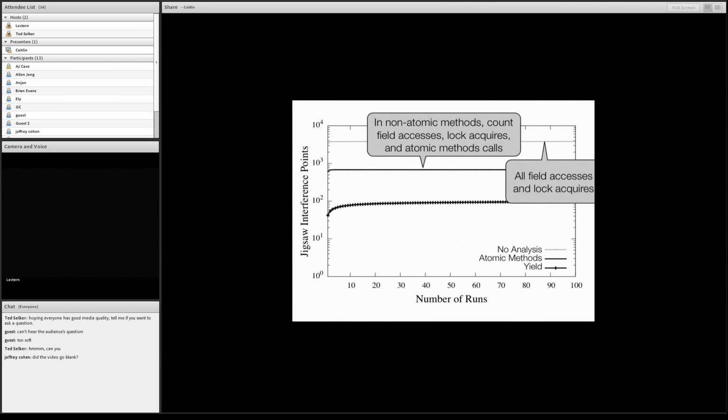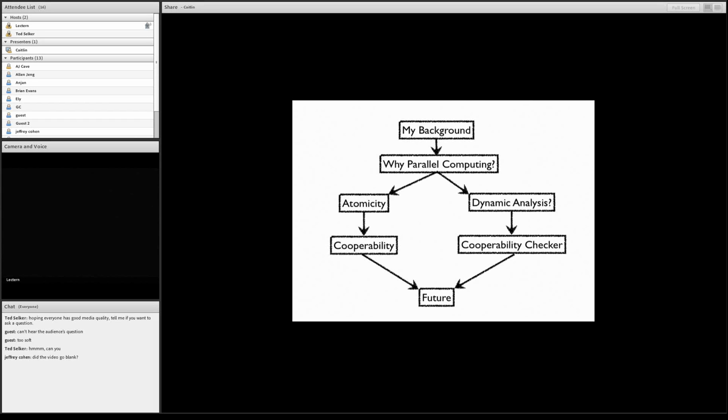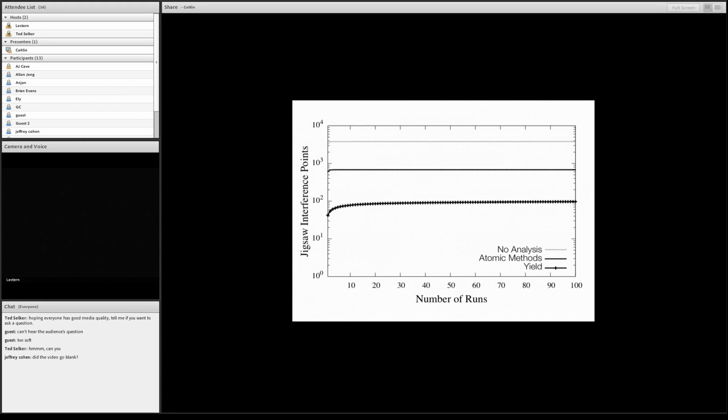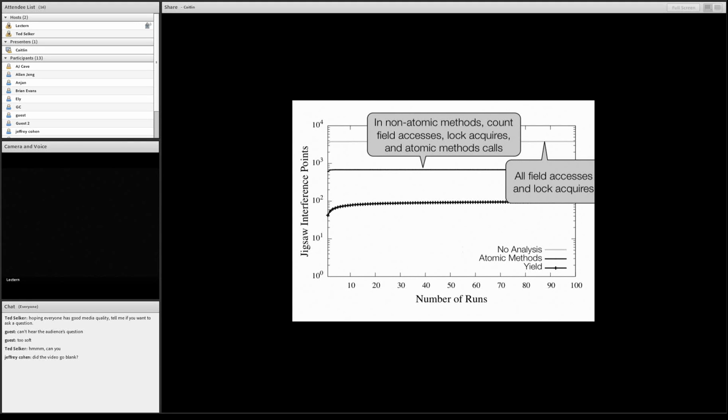And we compare that to the number of yield points in a program. If you only specify yield points, it's about two orders of magnitude difference in the number of program points where something funny could happen. So it's basically a way to narrow down to the set of program points you really only have to worry about.